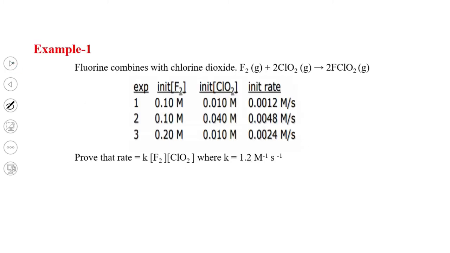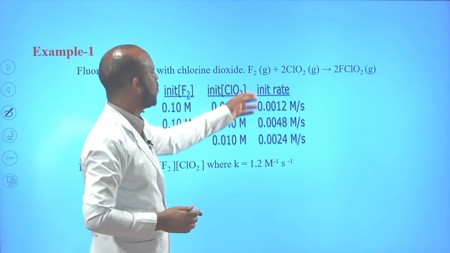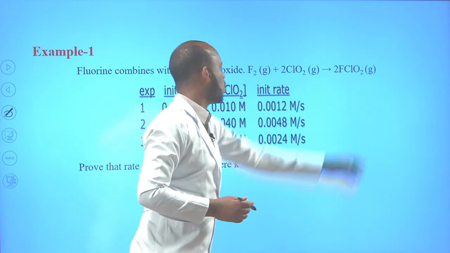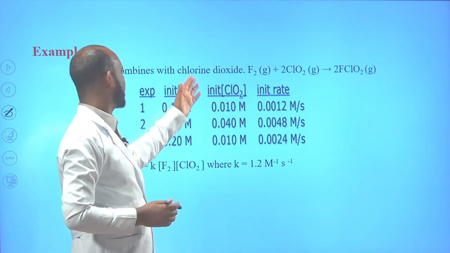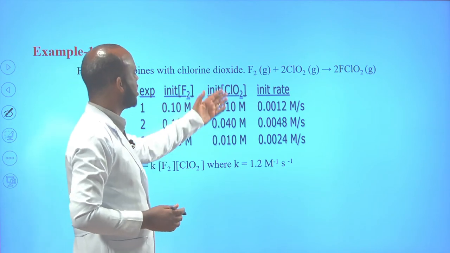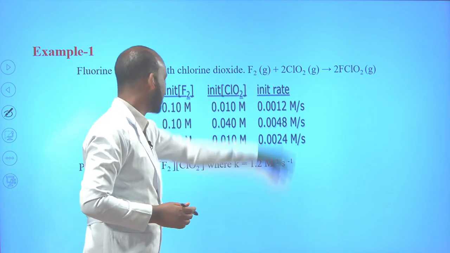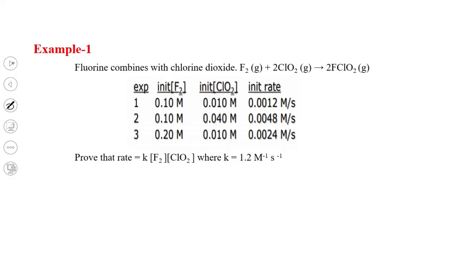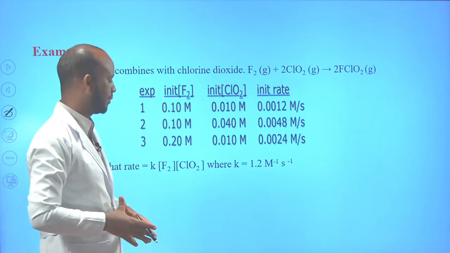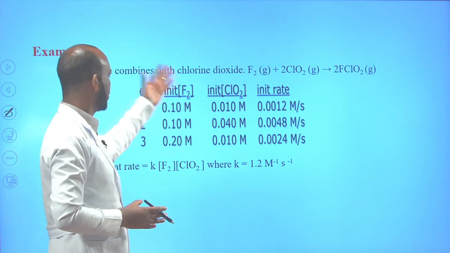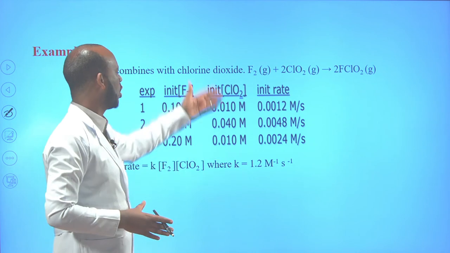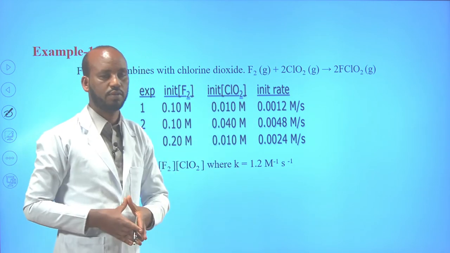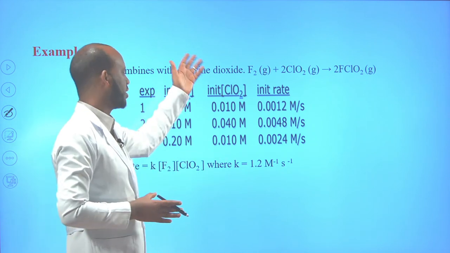Example: fluorine combines with chlorine dioxide as follows. F2 plus 2ClO2 to form 2FClO2. The table gives the initial concentration of F2, initial concentration of ClO2, and initial rate. Prove that the rate of this reaction is K times concentration of F2 times concentration of ClO2, where K is 1.2 per molar per second, when the initial concentrations of the reactants are as given. This is the initial rate method.